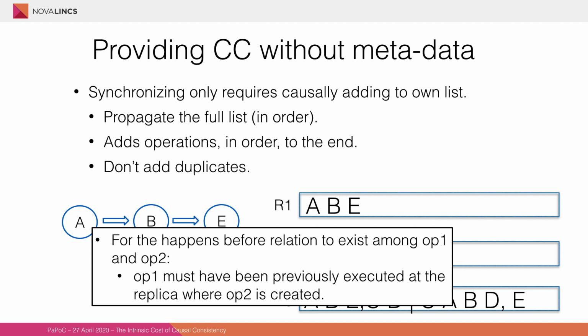Now this works because for the happens-before relationship to exist between two operations, the first operation must already have been executed in a replica, which means it already exists in the list, and then the second operation, the depending operation, is created, which means it will be added after the previous operation in the list, which means they will always be stored in the list in the correct order.